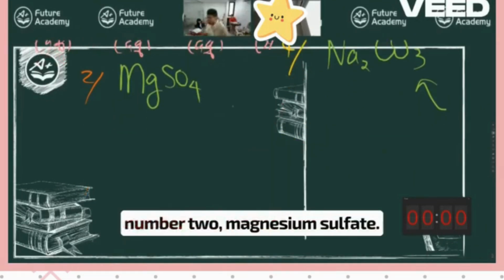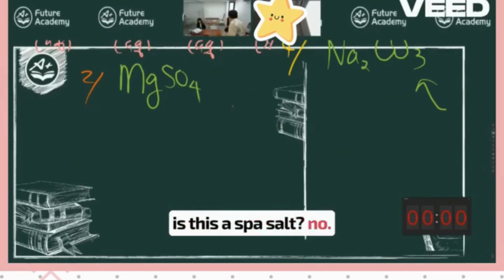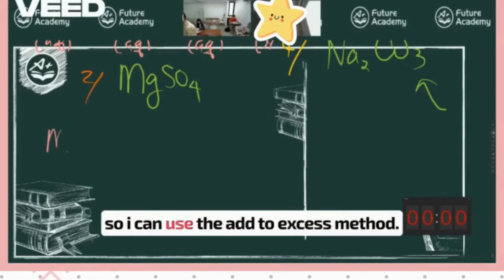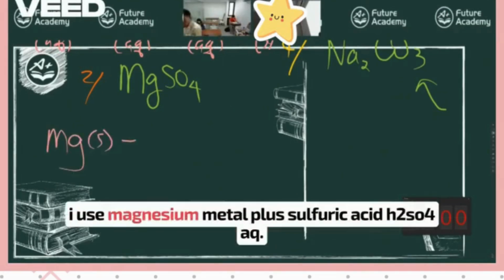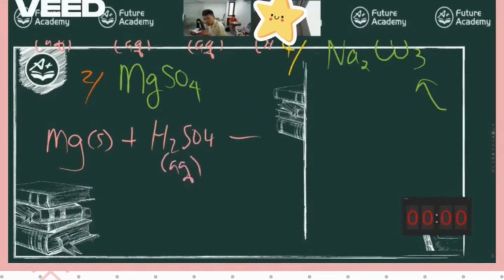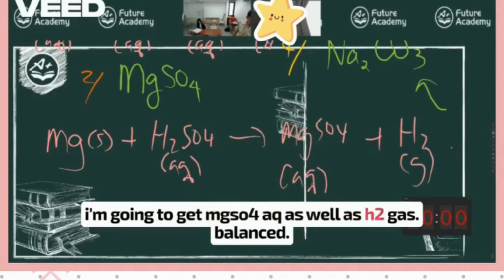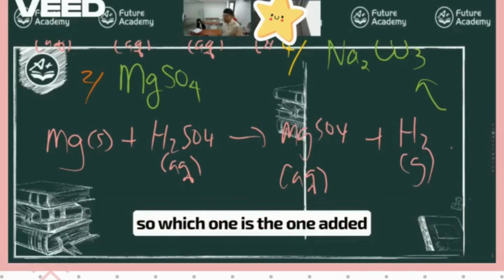Okay, titration done. Number 2, magnesium sulfate. Is this an insoluble salt? No. Is it soluble? Yes, it's soluble. So I can use the add to excess method. I use magnesium metal plus sulfuric acid, H2SO4 (aq). I'm going to get MgSO4 (aq) as well as H2 gas. Balanced. So which one is the one added in excess?